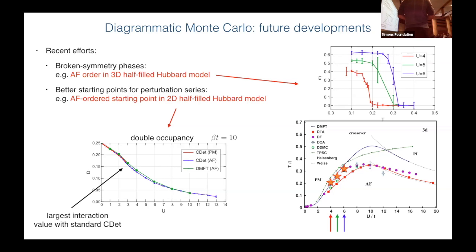We also investigated better starting points. So for example, in the half-filled Hubbard model, if we wanted to compute double occupancy until a couple of months ago, the best we could do is compute things up to U equal 2 or 3. Now we can go all the way to U about 13 by using a better starting point, which breaks the symmetry and somehow encapsulates the fact that your system has almost fuzzy long-range order.